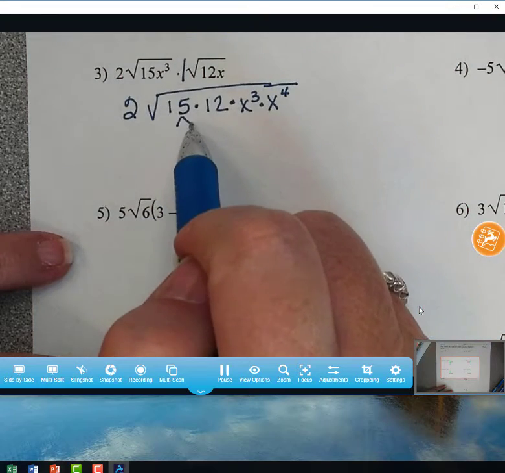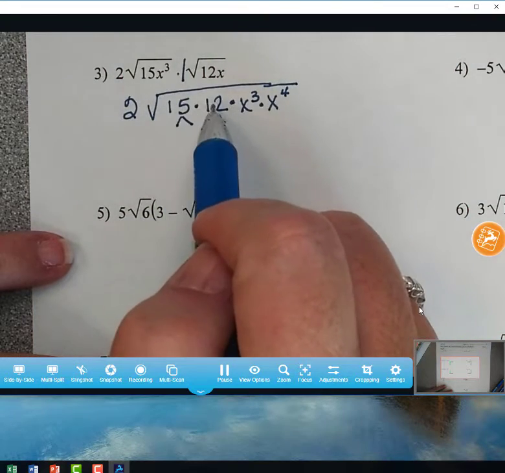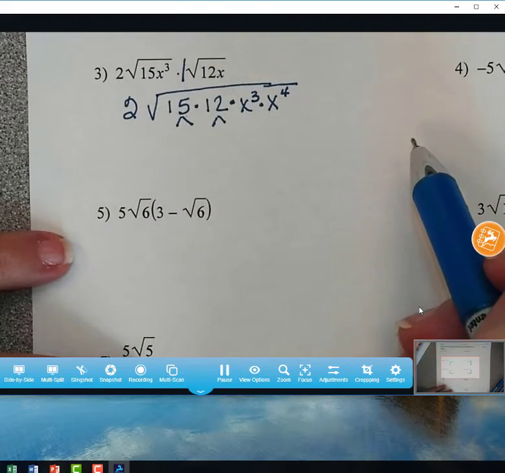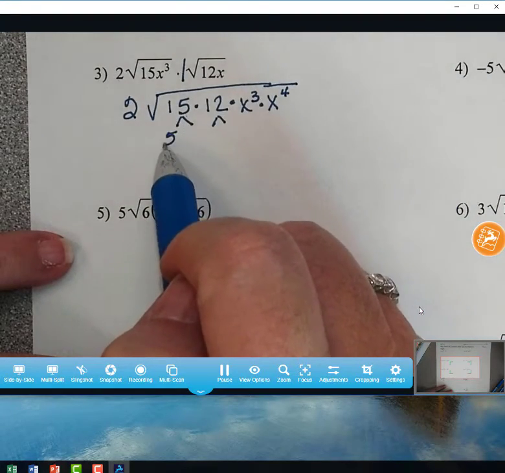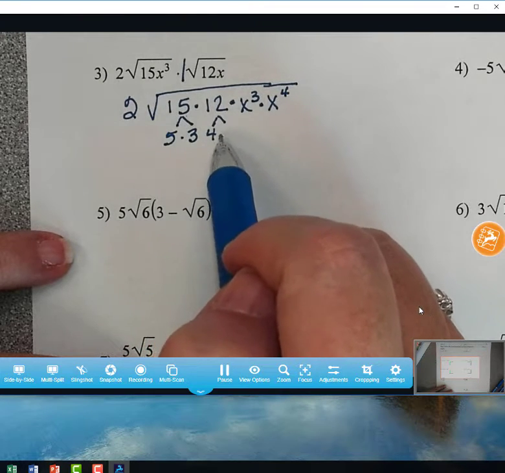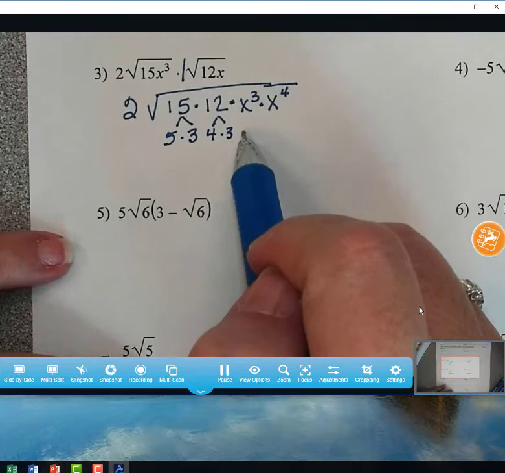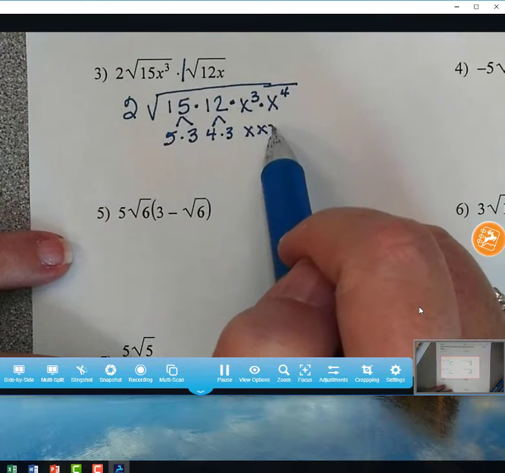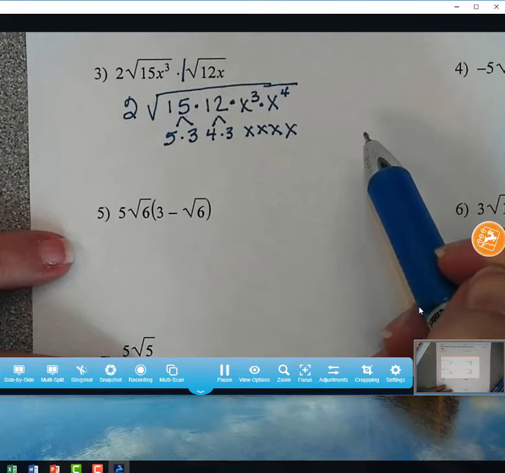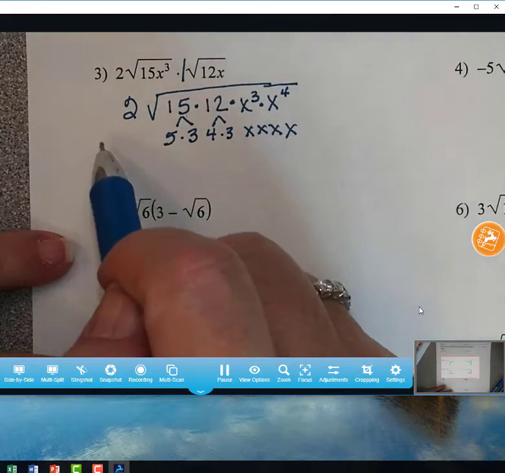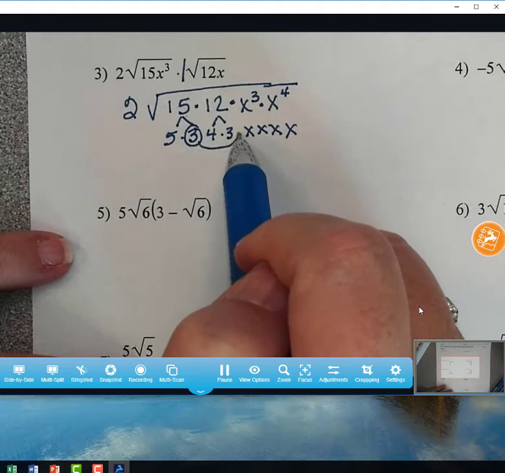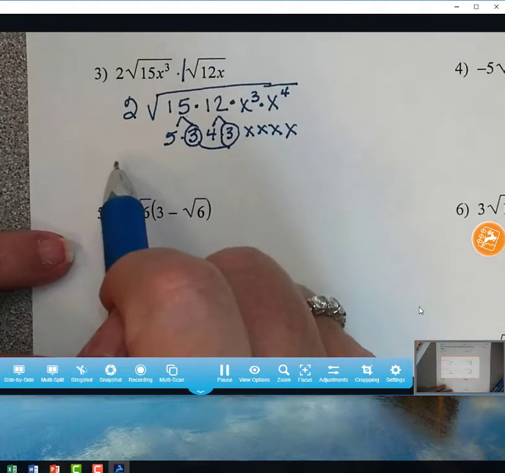Okay, and then I'm going to go ahead and break this down. I could say 15 times 12, but I'll get a bigger number. So instead of making the number bigger and then breaking it down, I'll just break it down right now. So 15 is 5 times 3, and 12 is 4 times 3, and then x cubed and x. Wherever I have a group of 2 or a perfect square, I can remove that from the radical sign. So I have a group of 2 for the 3's.